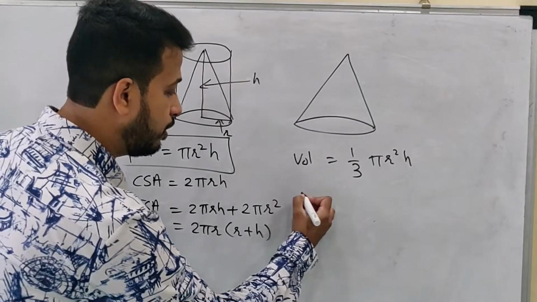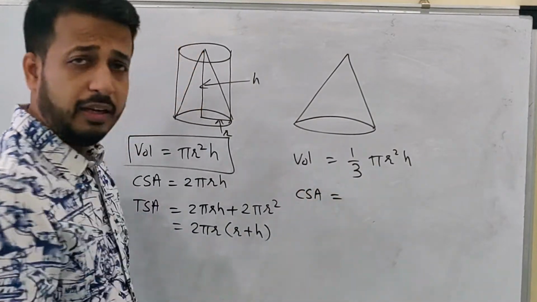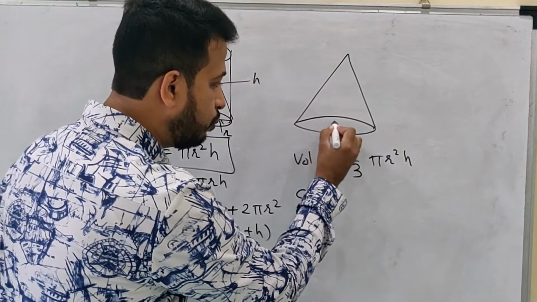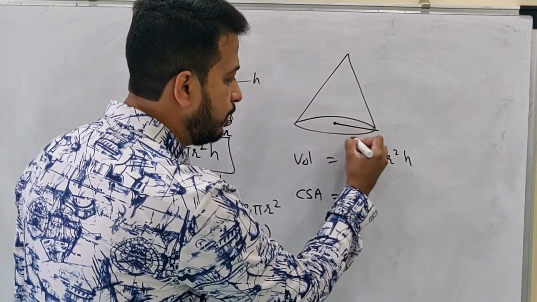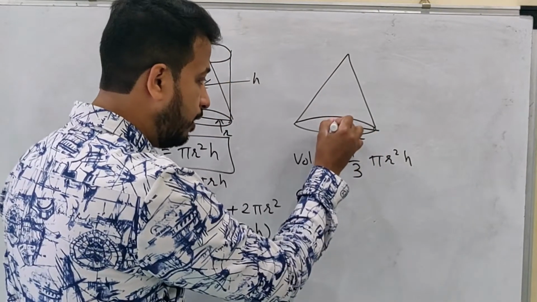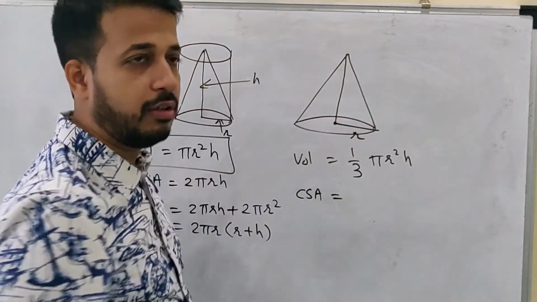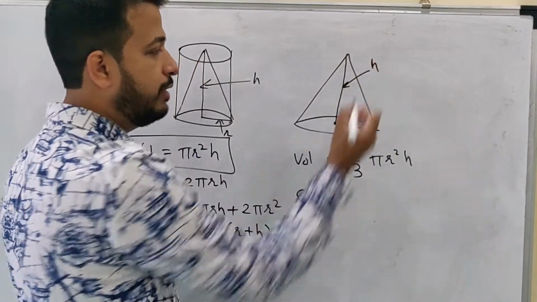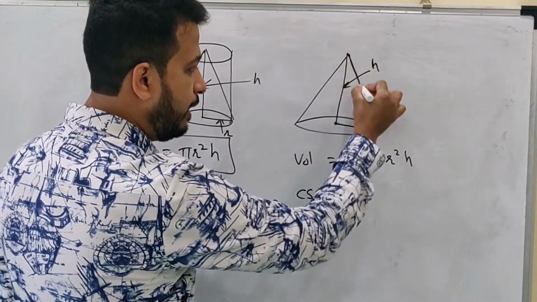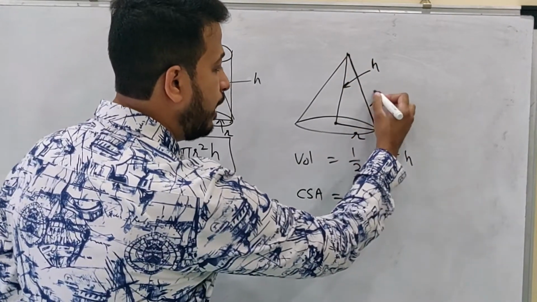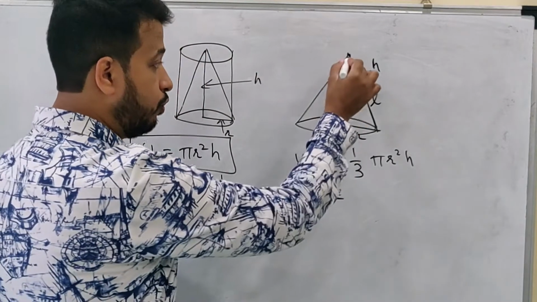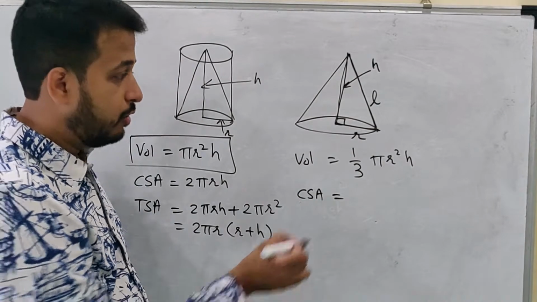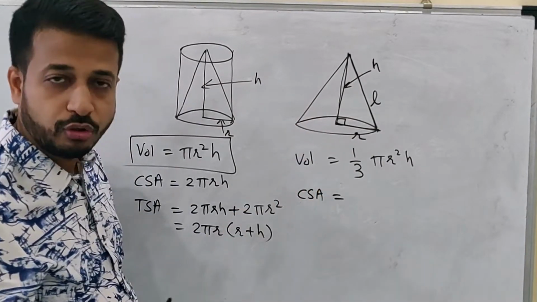Now I have to find the curved surface area. It also has one curved surface area, the top one. In this case also, from the center, if I draw the line, this is my radius. From the center, if I just touch the apex of the cone, this will be my h, which is the height of the cone, and the slant height is known as L. So with this, I'm going to get a right angle triangle. If I have a right angle triangle, I can use the Pythagoras theorem.